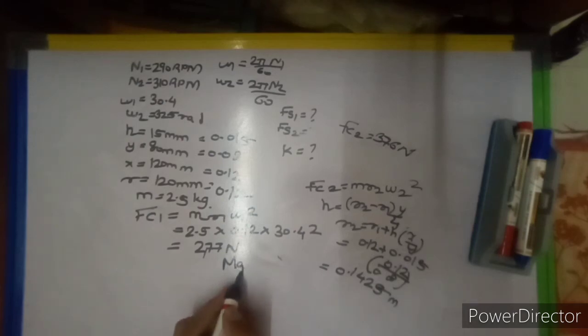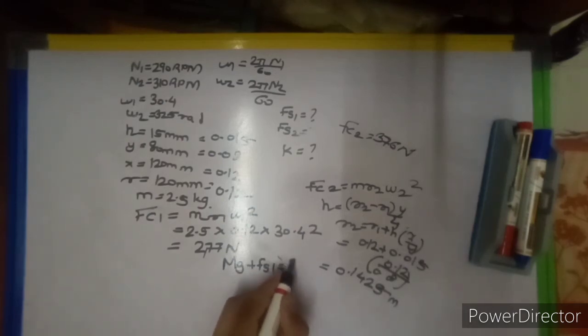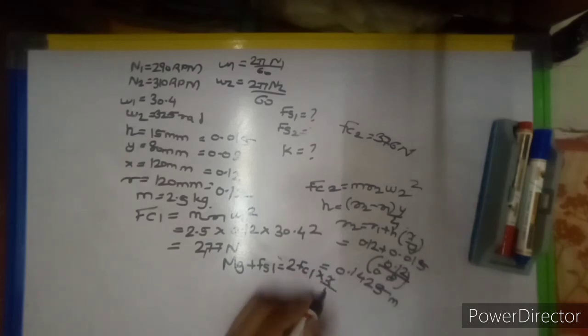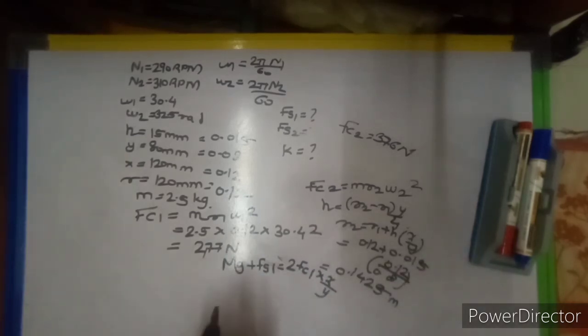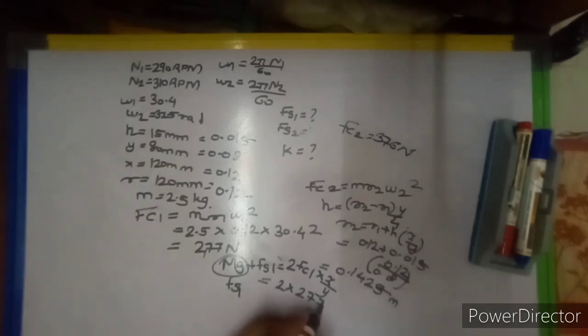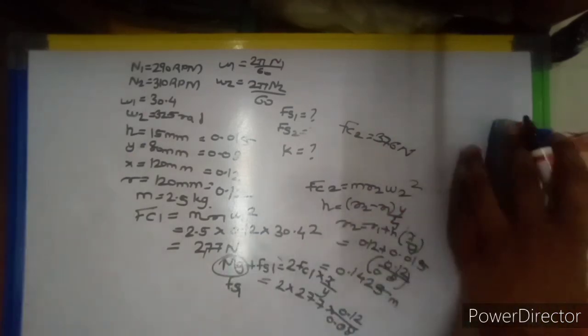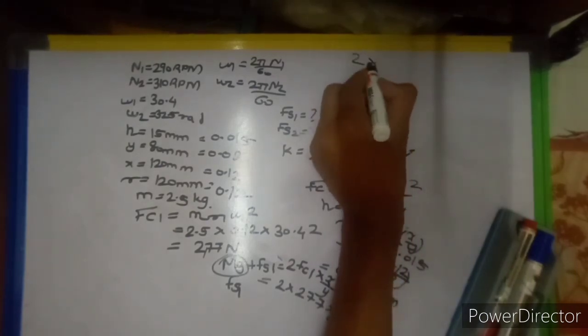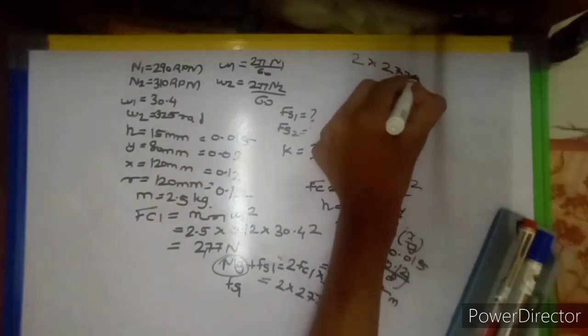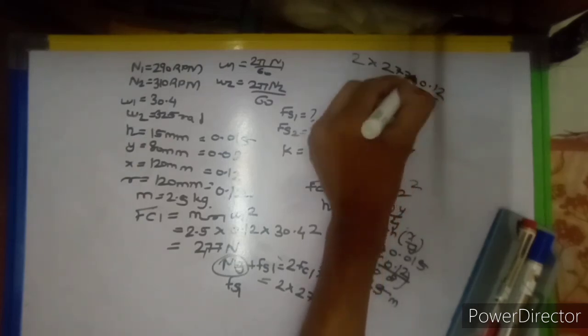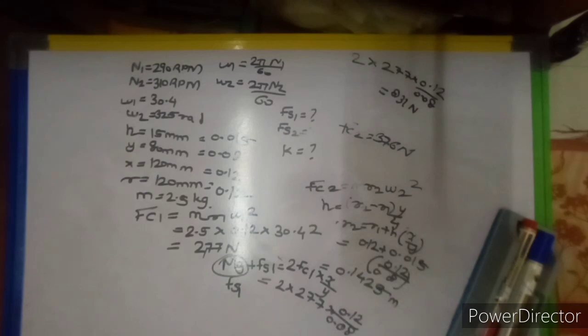So lastly you have to apply the formula mg plus Fs1 is equal to 2 into Fc1 into x by y. How this equation came, you can compare by seeing the derivation. So just substitute the values. m will be 0 since the mass of the central load is neglected here. Fs1 we have to find. What is 2 into Fc1? Fc1 was 277, into x, which is 0.12, upon y, which is 0.08. So 2 into 277 into 0.12 upon 0.08 is 831 Newton for the lowest position.